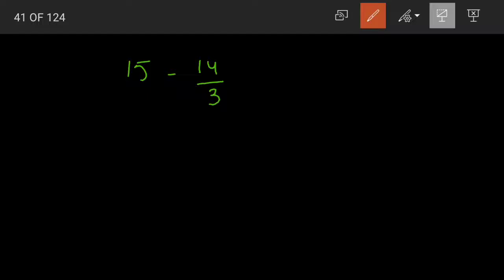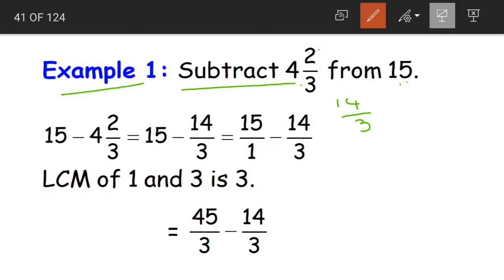Again, as I said here children, was it 14? Yes, 15 minus 14 by 3. Now here 15 is a whole number. How to write it as a fraction? Just keep 1 as the denominator. Now these two are unlike fractions. The denominators are different, so we need to take out the LCM.